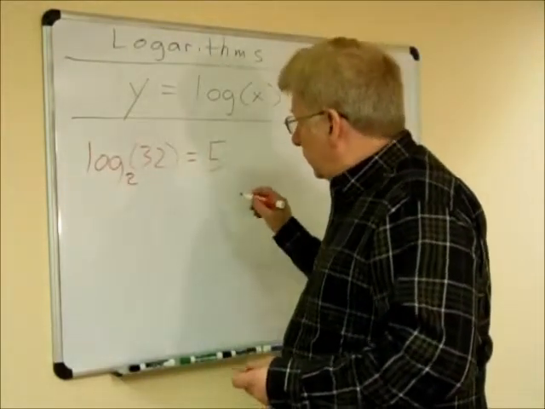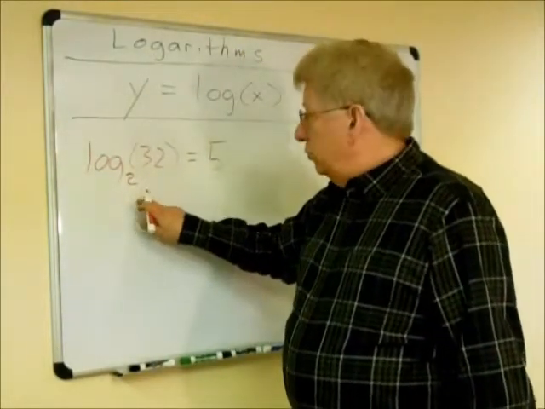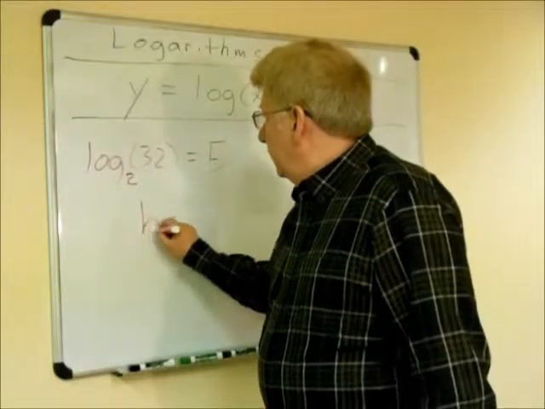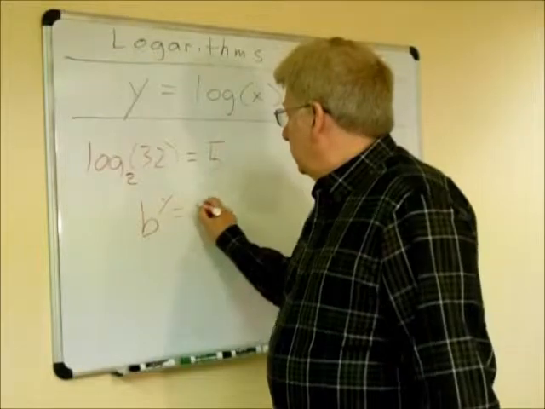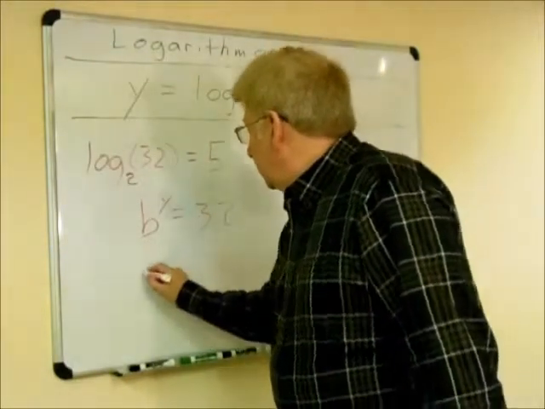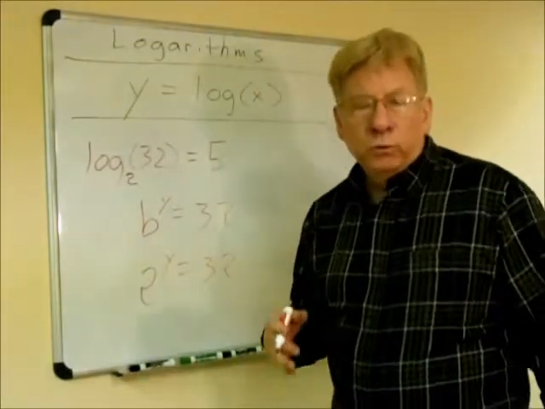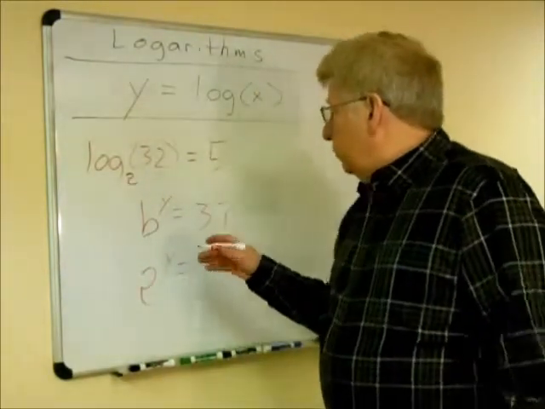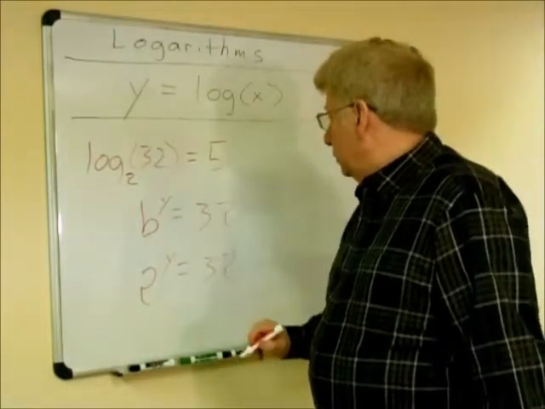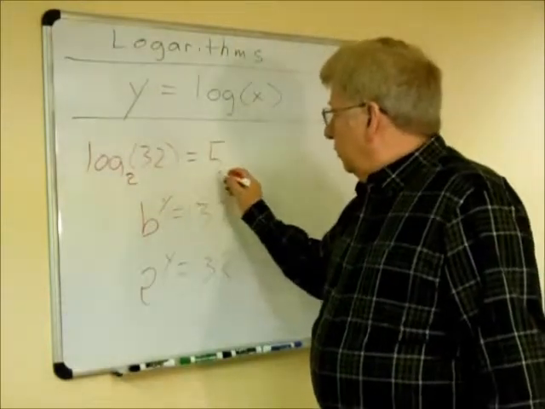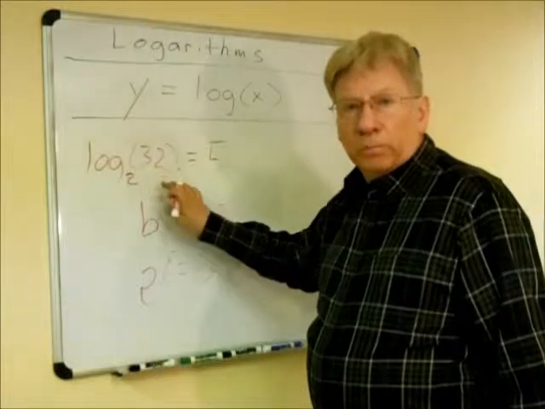Now to rewrite this, let's think about that for a moment. This says the base is 2, so the base to the what is going to equal 32. So 2 to the what is going to equal 32? Well, 2 to the 5th power. If you multiply 2 times itself 5 times, you'll get the 32. So 5 is the answer. 2 to the 5th power will give you 32.